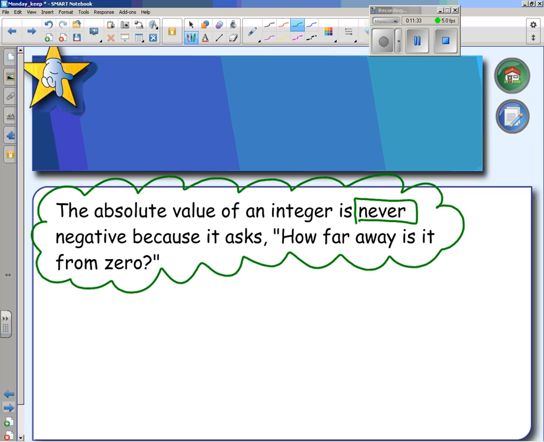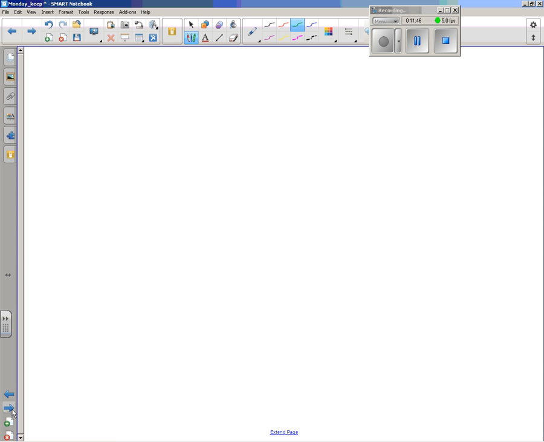Pause it if you need to. Write that down. Make it beautiful. Make it colorful. Make it something you're going to notice in your notebook because you cannot forget that. On the same page, I still think you have some room.